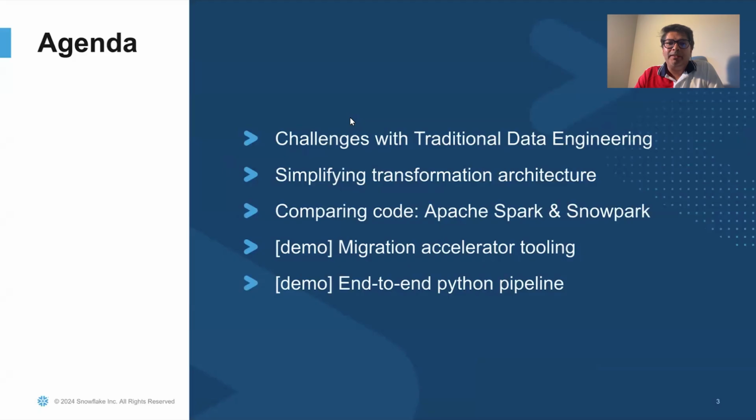So, we are going to talk about 5 different things as part of this session. We are going to talk about the challenges with the traditional data engineering pipelines. Then we'll introduce Snowpark as part of how to simplify your data transformation architecture and pipelines. And then we'll do a quick demo as well as comparison of code of Apache Spark with Snowpark in terms of the semantics and syntaxes. And then we'll do a demo of the Snowpark migration accelerator, followed by an end-to-end Python pipeline demo with Snowflake, including Snowpark. So let's jump into it.